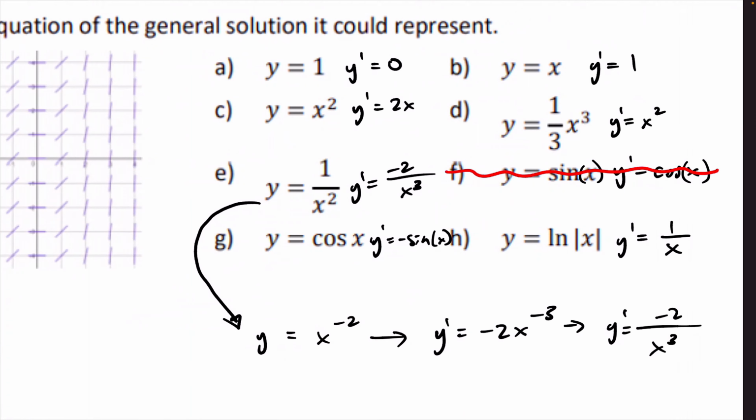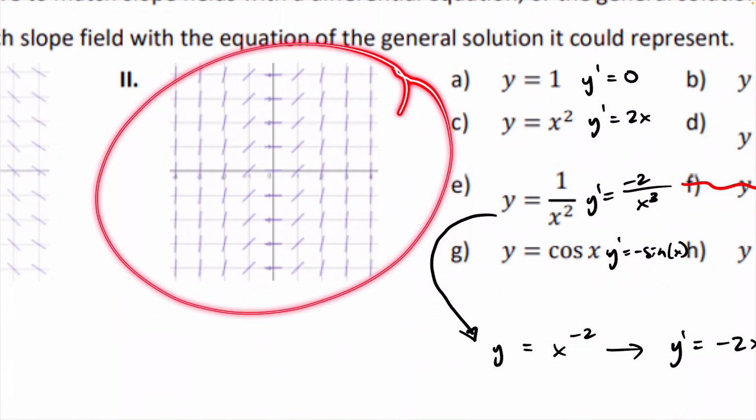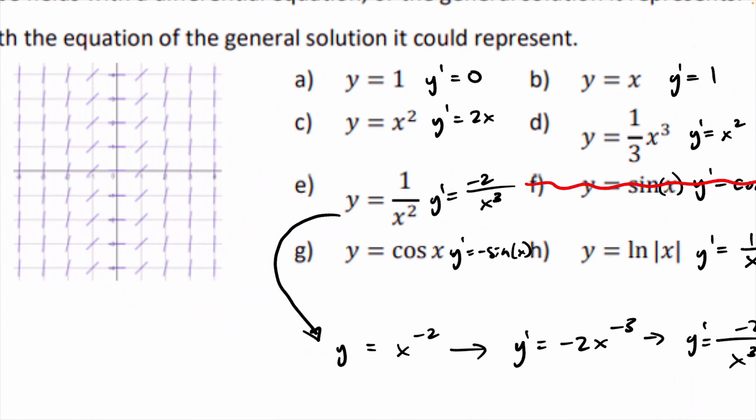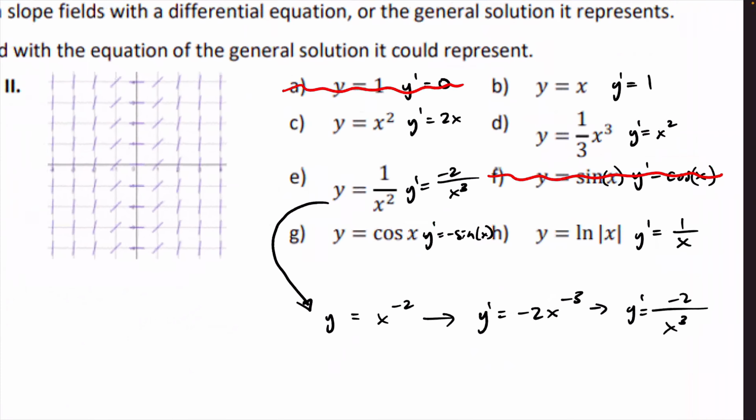Okay, how about the first one, A? Does that jive? Would I have a slope of 0? Yeah, it's going to be 0 everywhere, right? Does this graph have 0 everywhere? No. So we can cross that one out. Darn. Okay, letter B. Would it have a slope of 0 anywhere? No, only one, right?